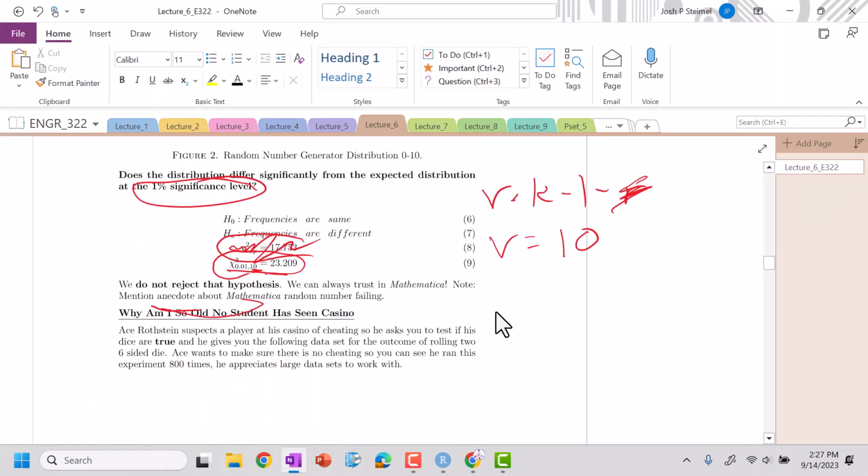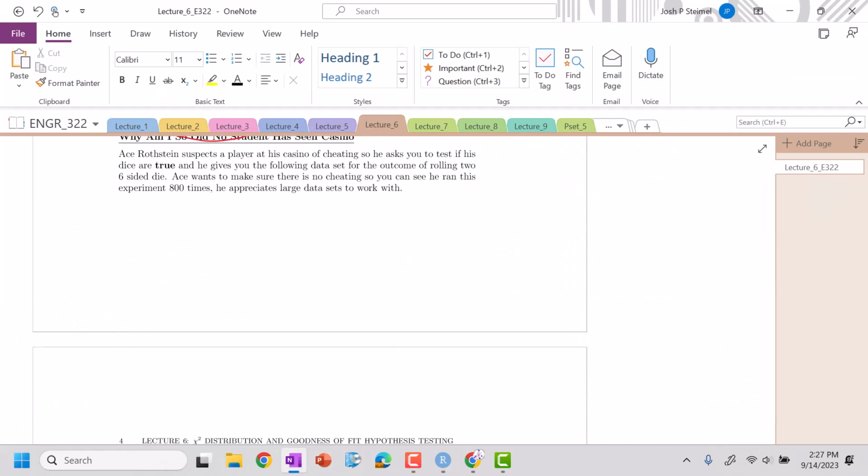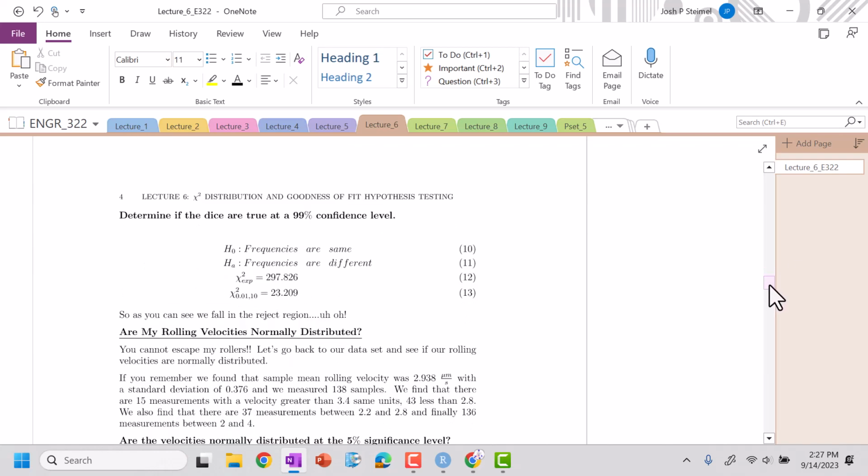Next problem, casino. Ace Rothstein suspects a player at the casino is cheating. He asks you to test if the dice are true, and he gives you the following data set for the outcome of rolling two six-sided dice. He wants to make sure there's no cheating. We ran the experiment 800 times. So for our chi-squared, we can have values from 2 to 12 for dice. If you have two six-sided dice, that's essentially how you add those together.